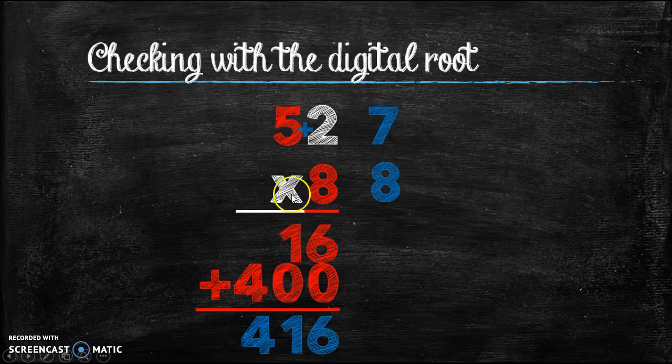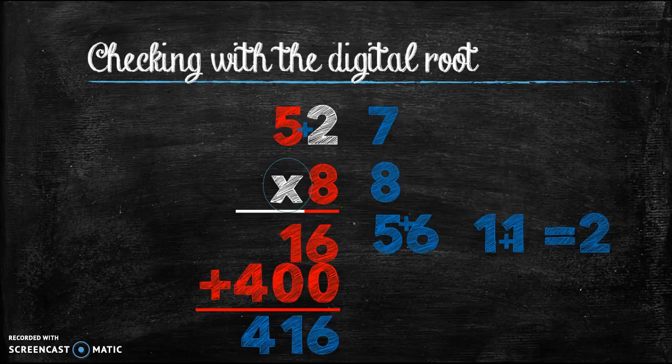Now, whatever operation you're doing here is the operation you're going to do to these two numbers to find the digital root. So 7 times 8 is 56. But that's 2 digits, and we need 1 digit. So we're just going to add the 5 plus the 6. 5 plus 6 equals 11. Still 2 digits. So we're going to add 1 plus 1. And I hope you all remember how to add 1 plus 1 because that's 2. So the digital root of 52 times 8 is 2.